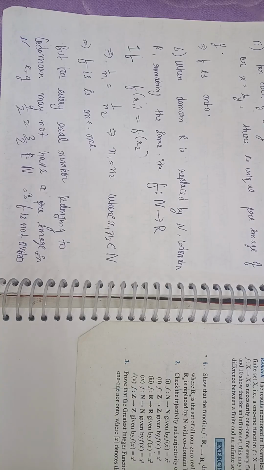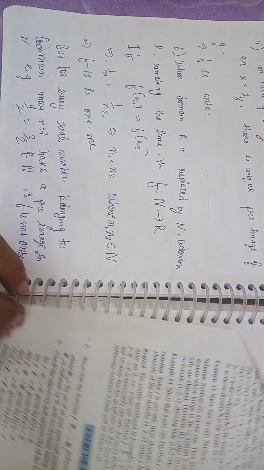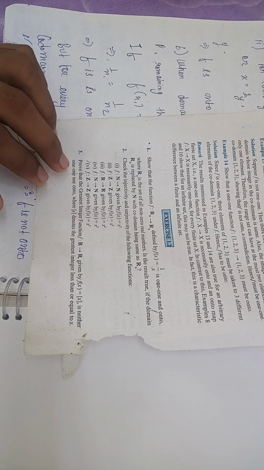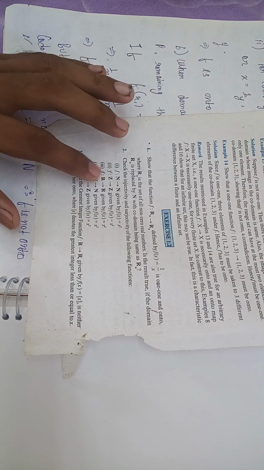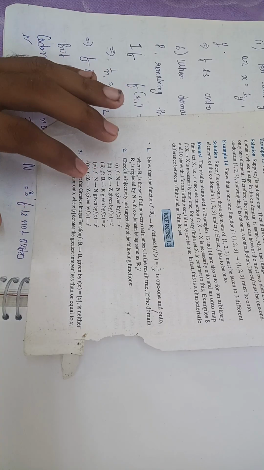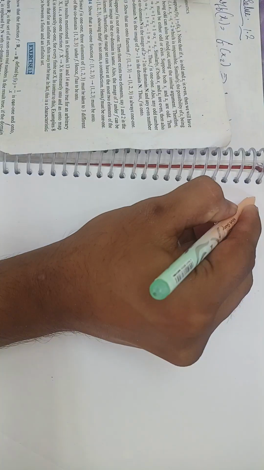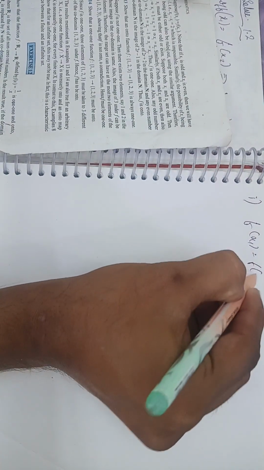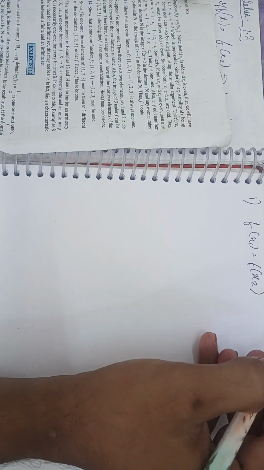So question number 2 says: check the injectivity or surjectivity of the following functions. The first one is f: N → N given by f(x) = x². So the solution for this. Now we are going to solve question number 2. First, f(x1) = f(x2), where f represents the function here.